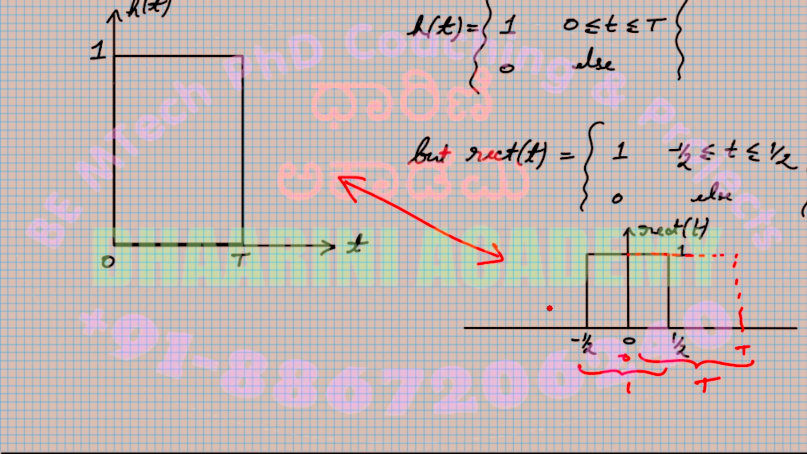Correct? So you can see that first we are scaling and then we are shifting, right? So you can shift it to right first so that it becomes 0 to 1. When I shift it to right, it becomes 0 to 1 because minus half becomes 0 and plus half becomes 1. Then you stretch it by a factor t, 1 becomes t, right? So that's what is basically happening over here.